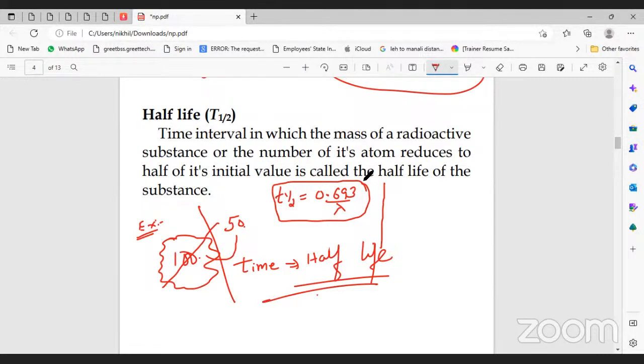So whatever time is taken to disintegrate exactly half of the initial number of atoms, that time is what we call the half-life. That is given by the formula 0.693 by lambda. Suppose the initial number of atoms is N. To reduce to half of that initial, let me take N naught, half of that, N naught by 2, one half-life has taken place.